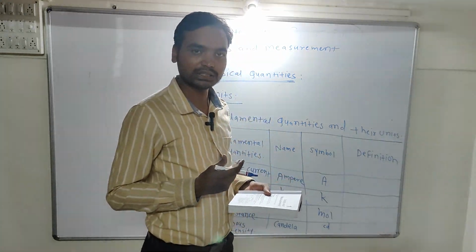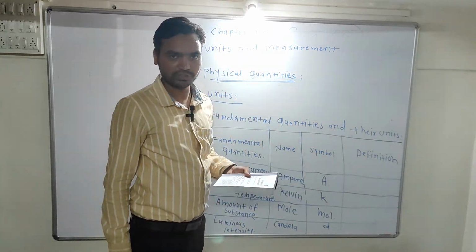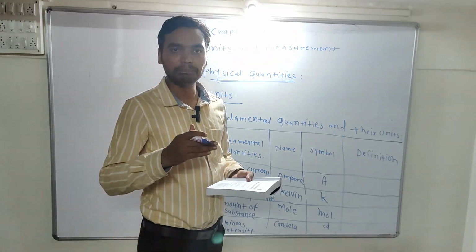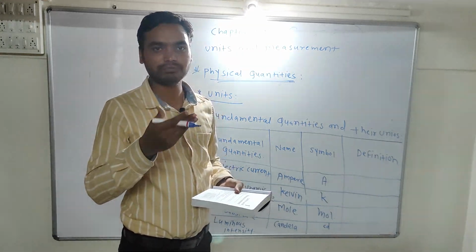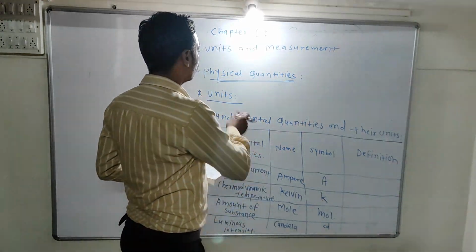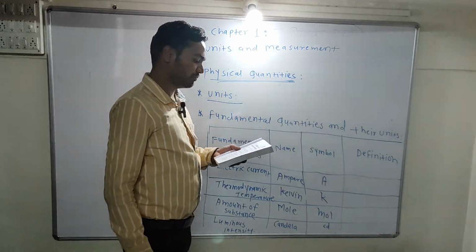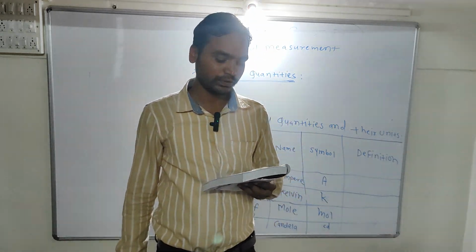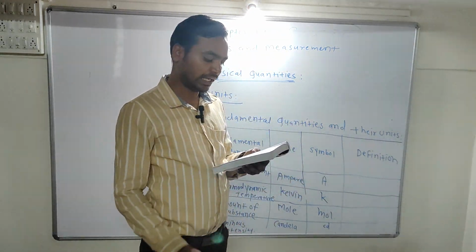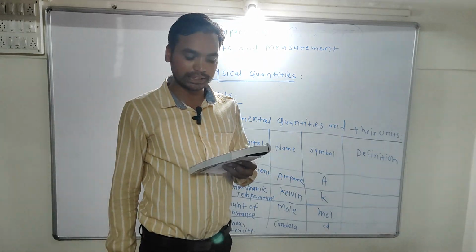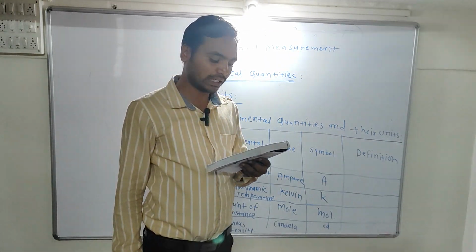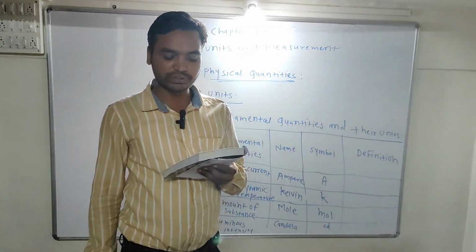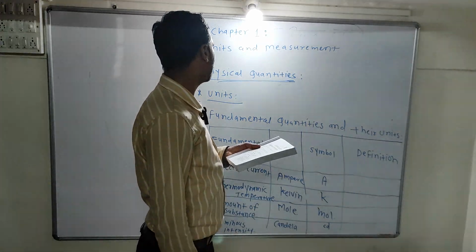First chapter from class 11th is units and measurement. We have to see what is meant by the units and what is meant by the measurement, the basics of that chapter and the concepts from that chapter. Before physical quantity, we have to see the measurement. The comparison of any physical quantity with its standard unit is called the measurement.